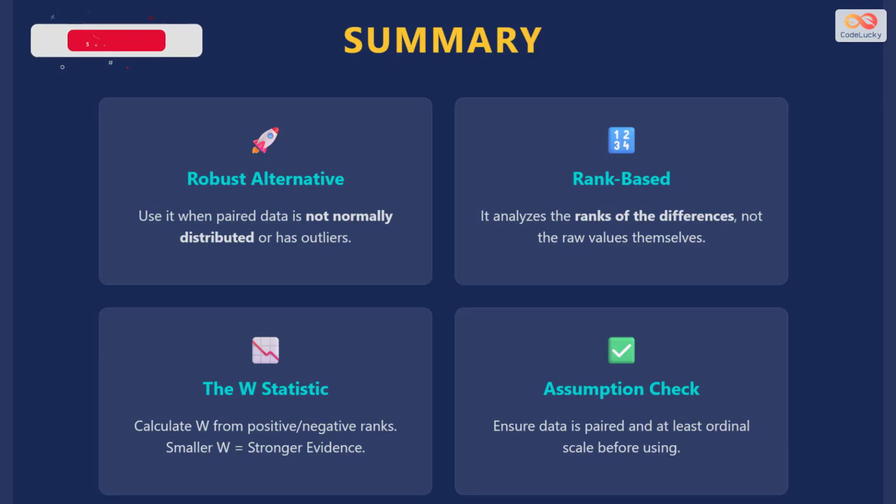To summarize, the Wilcoxon Signed-Rank Test is your go-to robust alternative for paired data when normality is violated. It relies on the ranks of differences rather than raw values, protecting your analysis from outliers and skewed distributions. Always remember to check your assumptions before choosing your test.